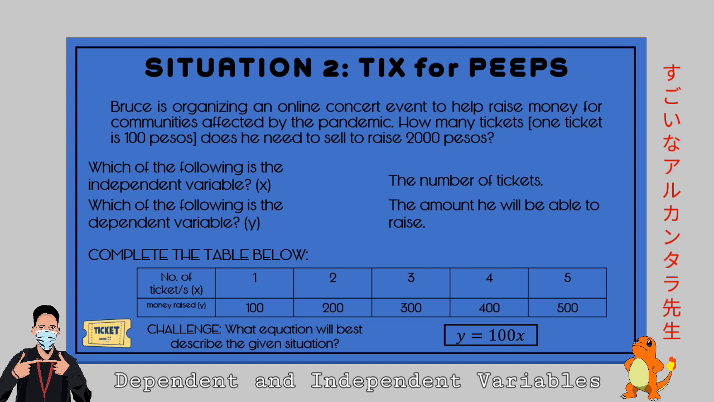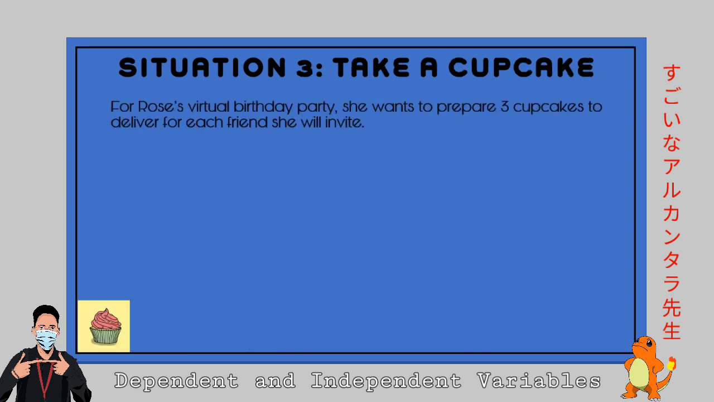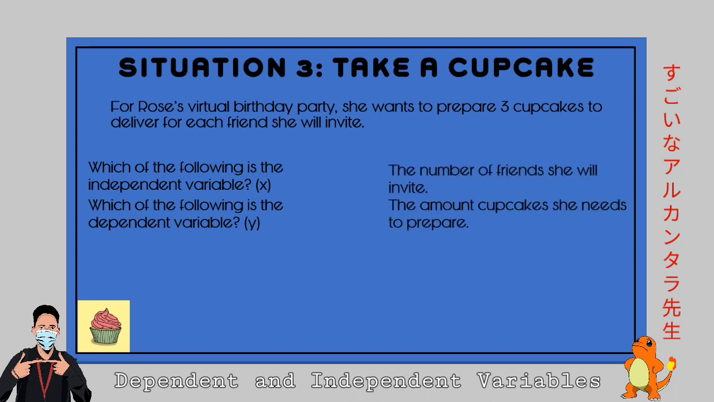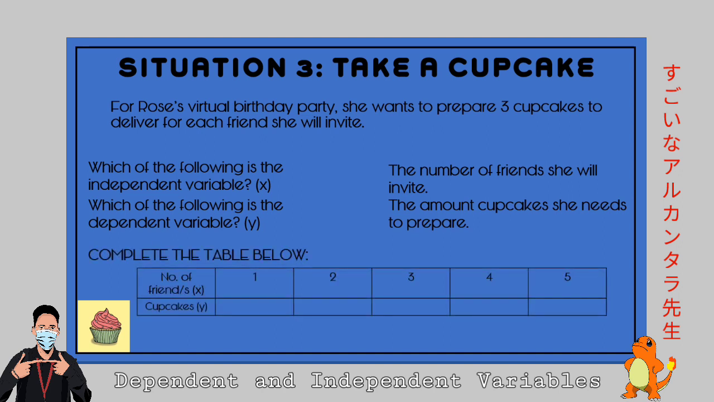And with that said, let's go with situation 3. Take a cupcake. So for Rose's virtual birthday party, she wants to prepare 3 cupcakes to deliver for each friend she will invite. So here, again, we have explained earlier that our independent variable is the number of friends and the dependent variable is the number of cupcakes that she needs to prepare. So in this case, again, we have a table. So for number of friends, 1 friend, you'll have to prepare 3 cupcakes. 2 friends, you'll have to prepare 6 cupcakes.